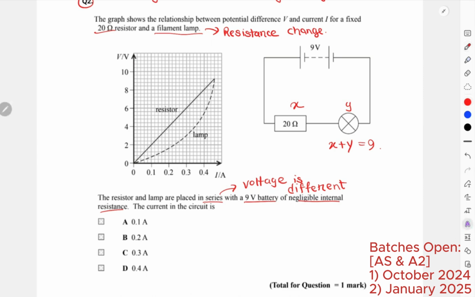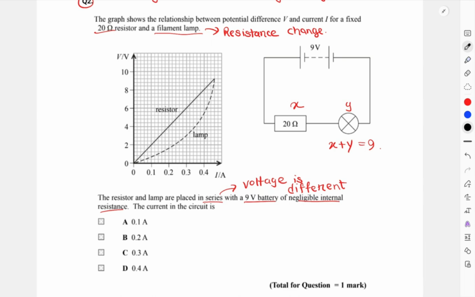But the problem is we know the resistance for this fixed resistor, 20 ohms, but we do not know the resistance for this bulb. That's where the graph plays a role. On the graph paper you have to choose a point where the total current is the same for both the resistor and the filament bulb, and the y-axis coordinates are going to add up to 9. In series, current stays the same, voltage changes. So they will have different voltages that add up to 9, but for the two different voltages the current will be the same.